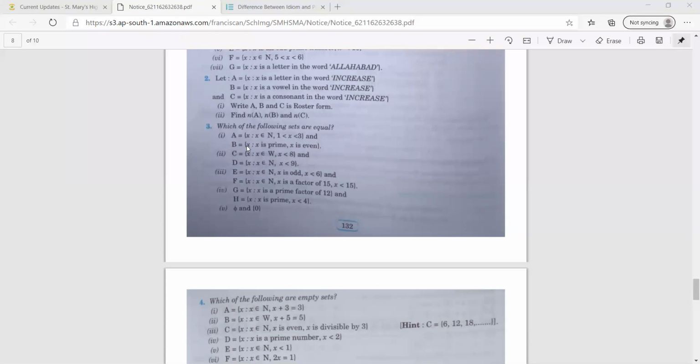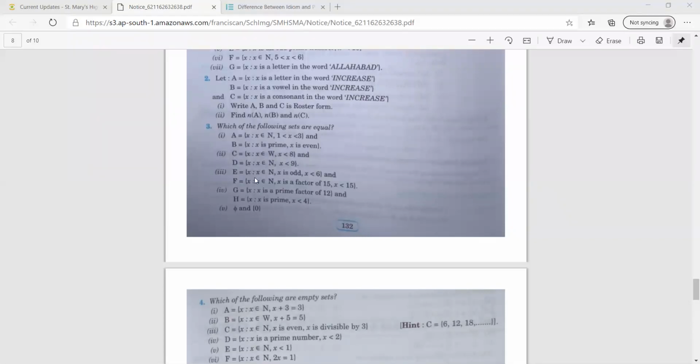Set B equals X such that X is prime, X is even. So we want a prime number which is even, and we know that there is only one even prime number, and that is 2. So set B also consists of the element 2. Here it was 2, here it is 2. Therefore, they are equal sets.